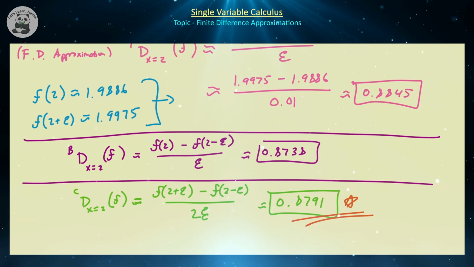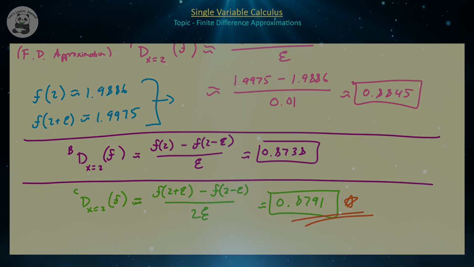So one can say that the derivative of this function is about equal to 0.87, 0.88, but nonetheless, one should be convinced that this function is increasing when x is equal to 2.